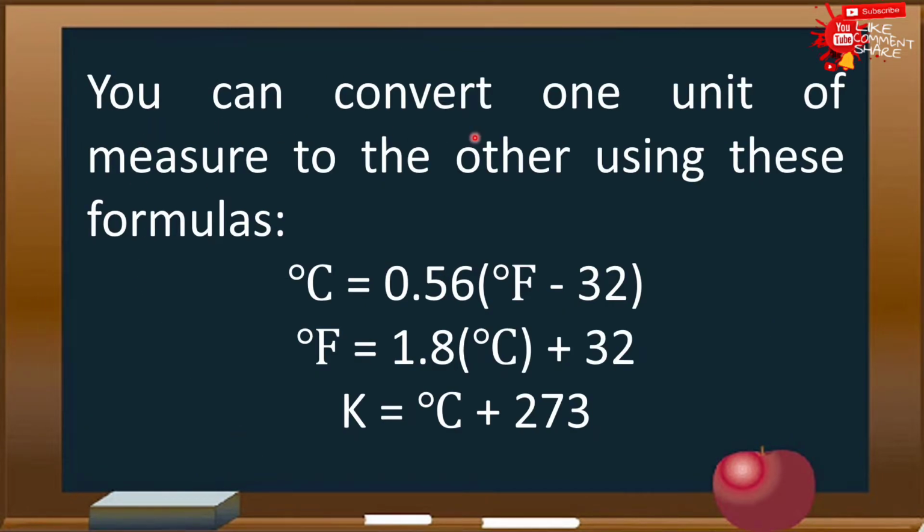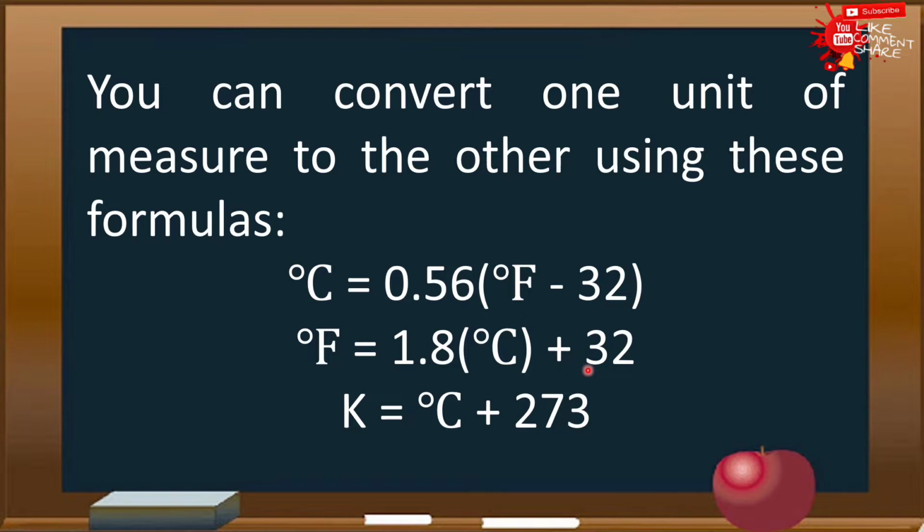You can convert one unit of measure to the other using these formulas. If you want to change the given degree Fahrenheit to degree Celsius, we will use this formula. Degree Celsius is equal to 0.56 times the quantity of degree Fahrenheit minus 32. If we want to change the given degree Celsius to degree Fahrenheit, we will use this formula. Degree Fahrenheit is equal to 1.8 times degree Celsius plus 32.